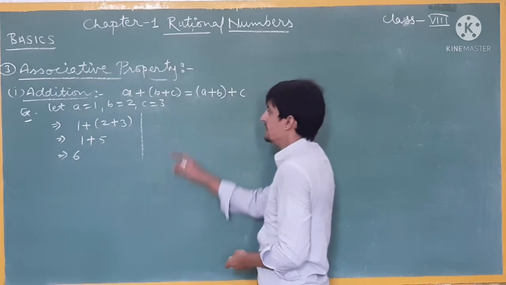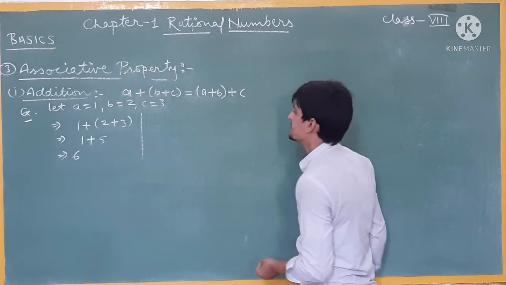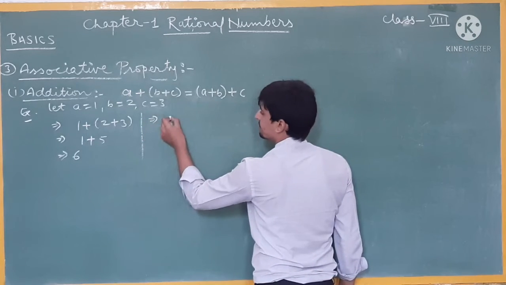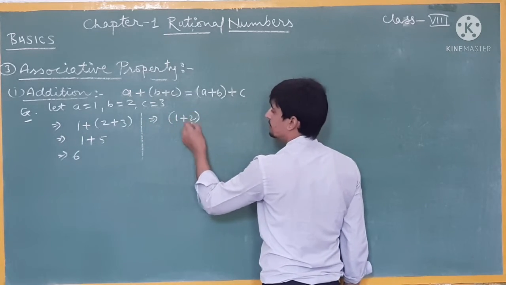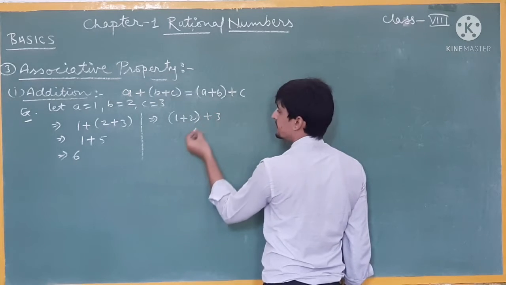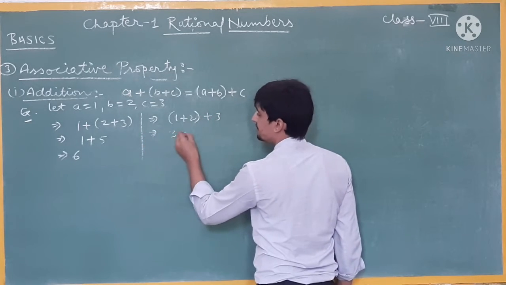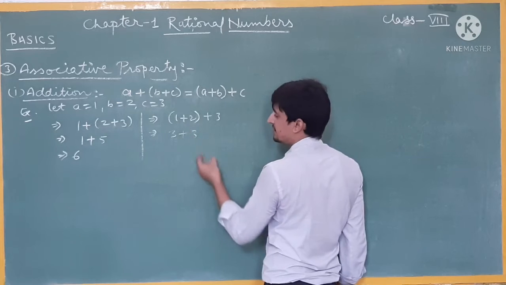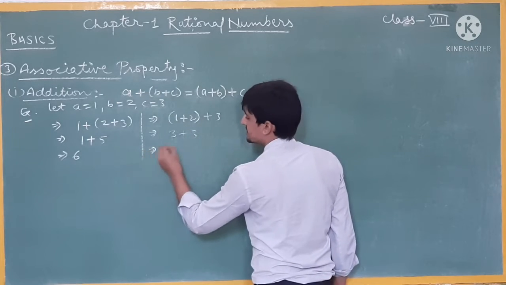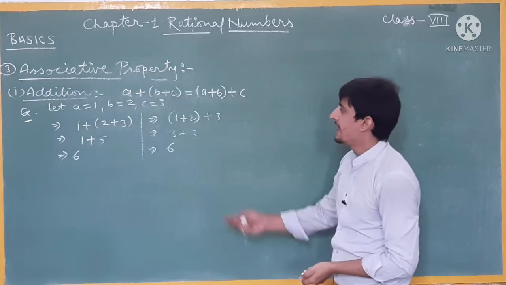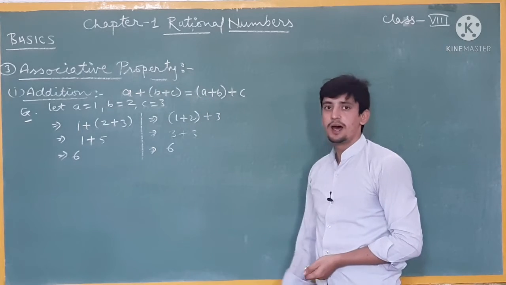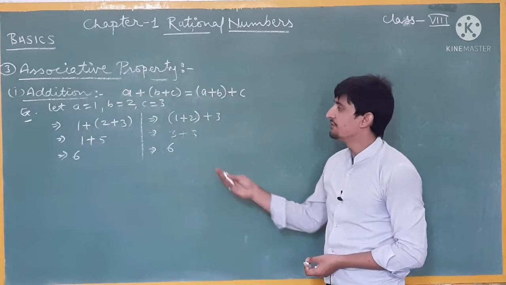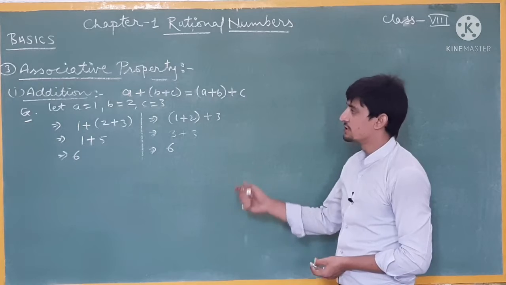Now putting the values of a, b, c in the RHS, (1 plus 2) plus 3, we have 3 plus 3, which is 6. So it can easily be understood that LHS will always be equal to RHS, and we can say that addition will always satisfy the associative property.